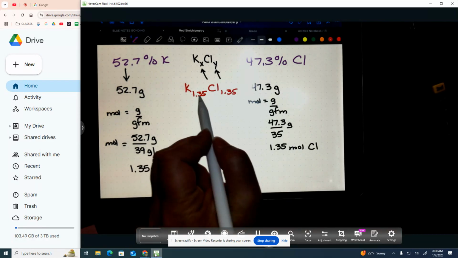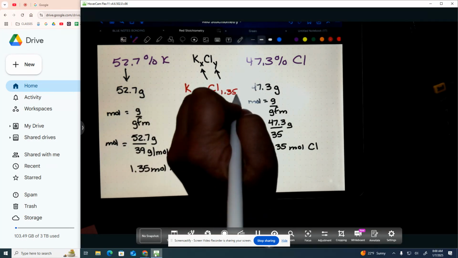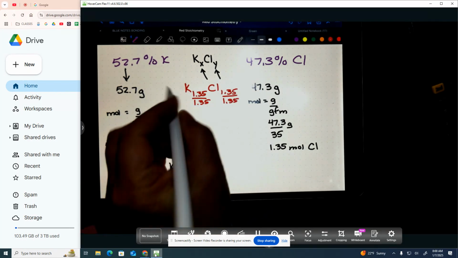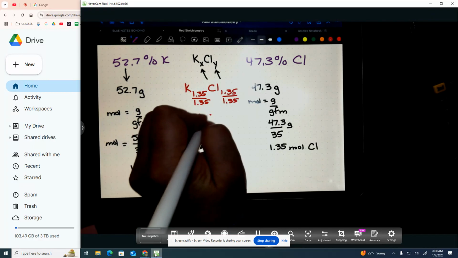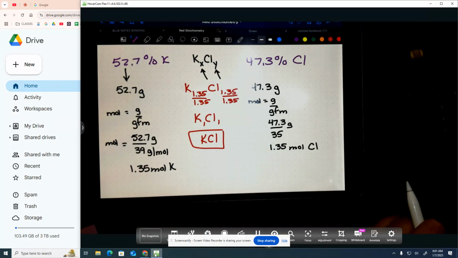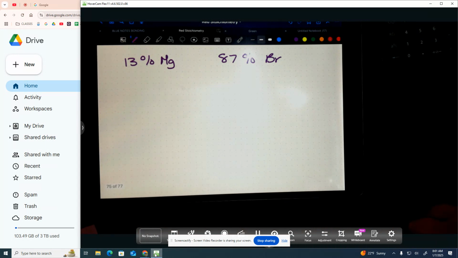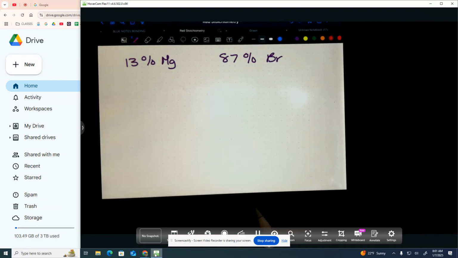Okay. These are not nice whole numbers, so we're going to divide by the smallest one. And we're going to get K1Cl1, which is KCl. That's my empirical formula. Easy peasy lemon squeezy? Okay. Try one on your own. Magnesium and bromine. 13% magnesium, 87% bromine.